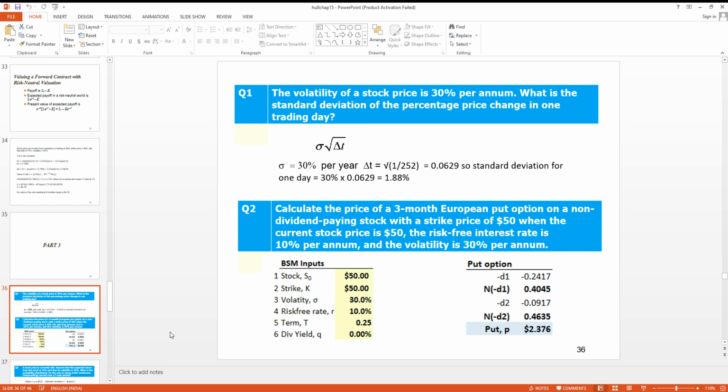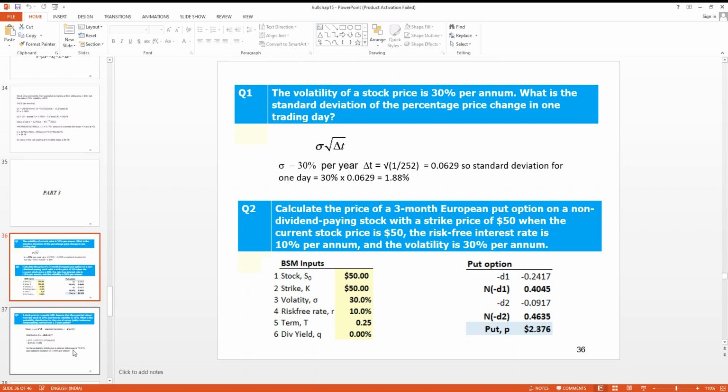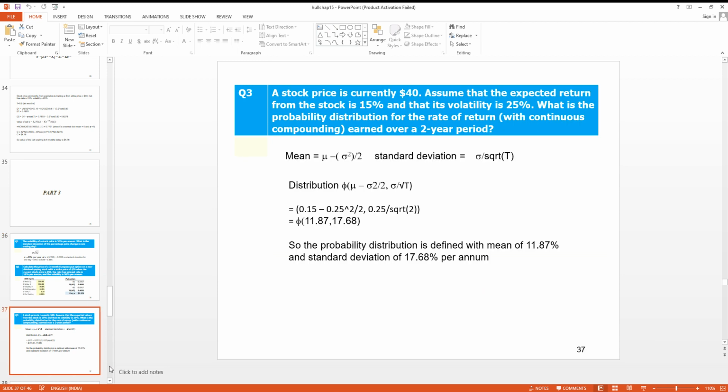You can use the Excel function NORMDIST and impose the value of D1, which you have earlier calculated, which is negative 0.2417. Likewise, you can get the value of D2, which is 0.4639. So plug it into the put formula, you get a current put value of $2.376. So what I would urge you is that you create an Excel sheet with these formulas and try to work out this yourself to see if you are arriving at the right answer. That will help you to remember the formula as you work through the worksheet. Let's take the next example.